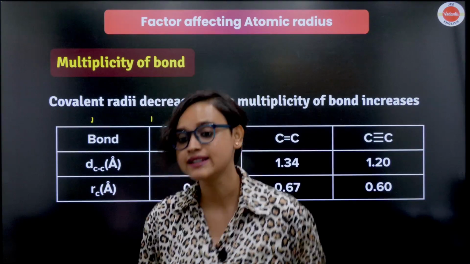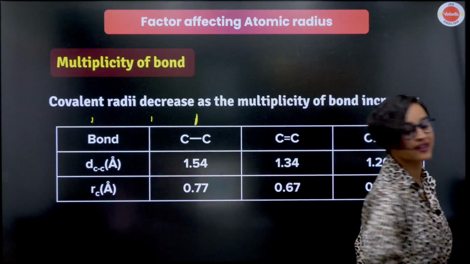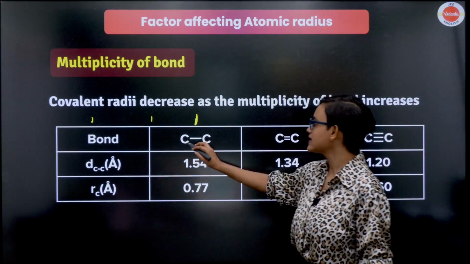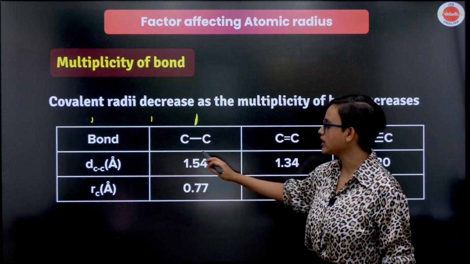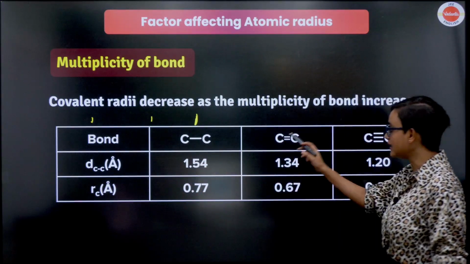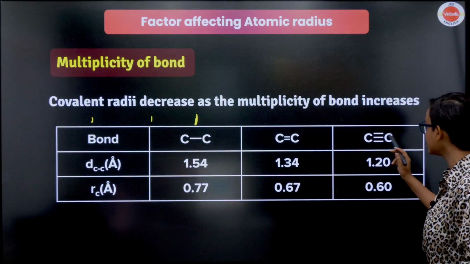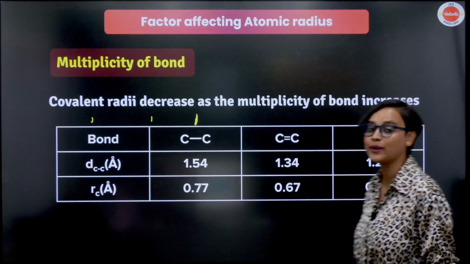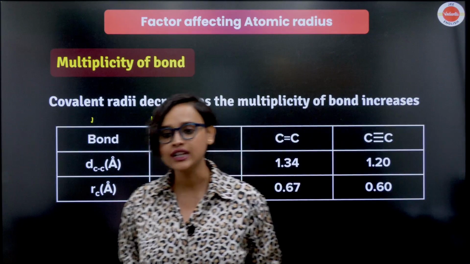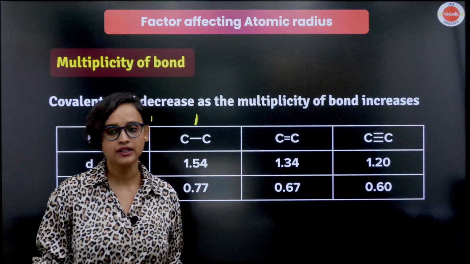Got my point? Now if you look at the table also, you can actually see the same numbers. For C–C, the bond length is only 1.54. For C double bond C, it is 1.34. For C triple bond C, it is 1.20. So it keeps decreasing.